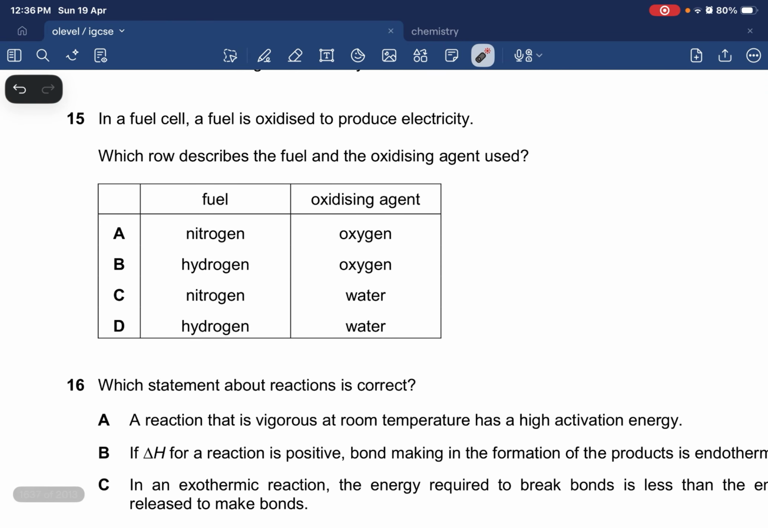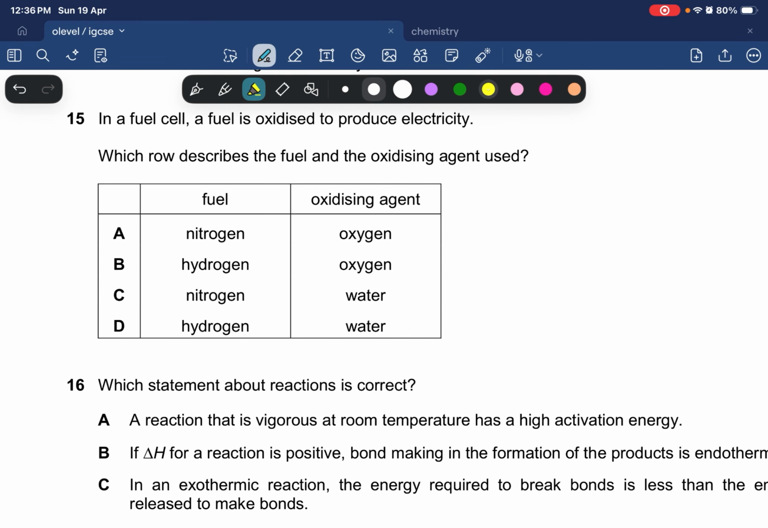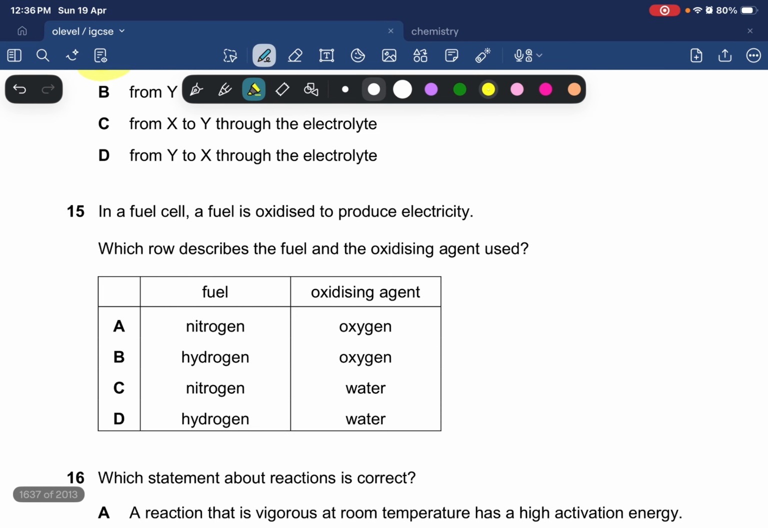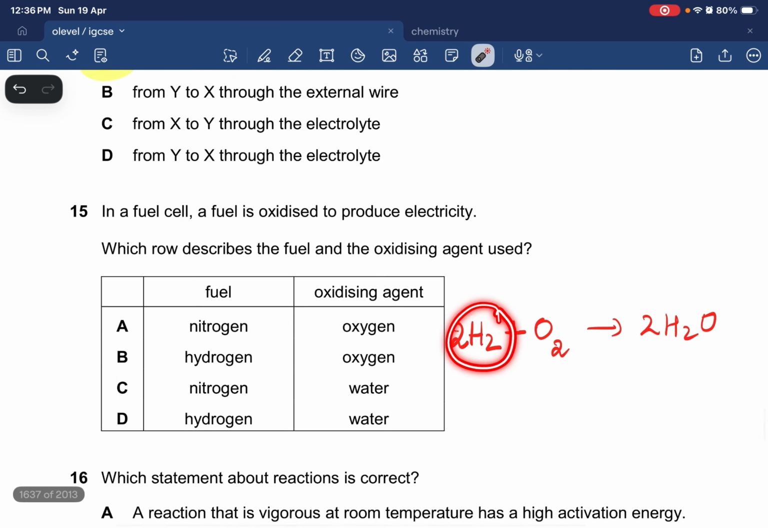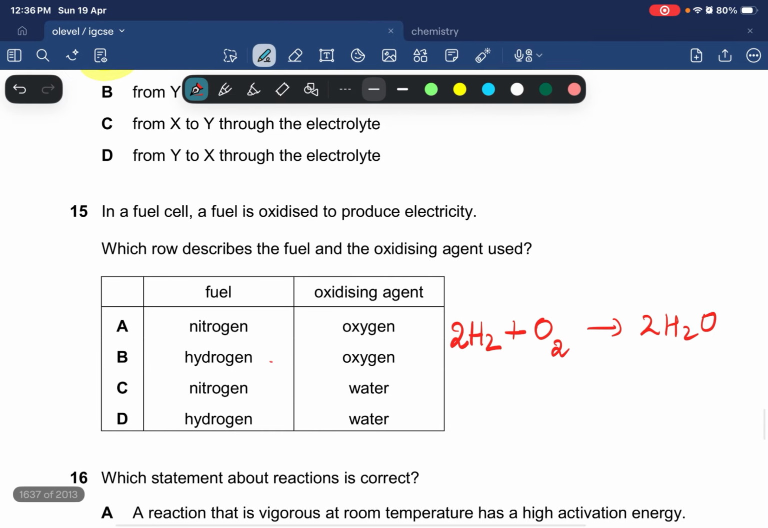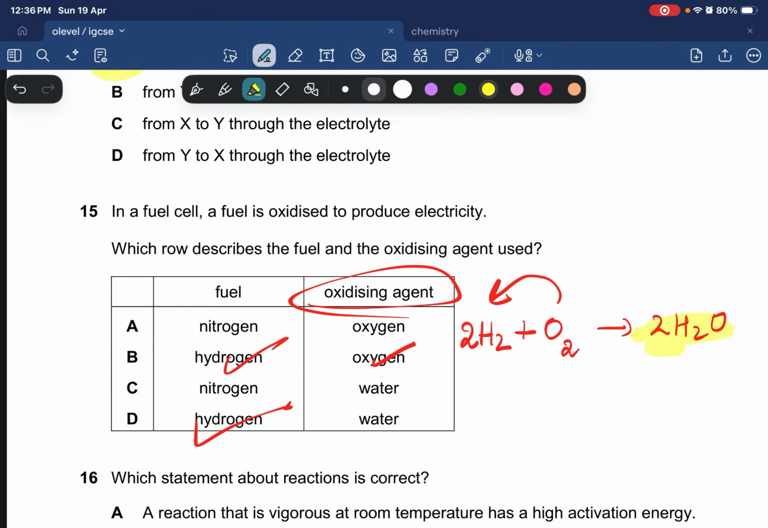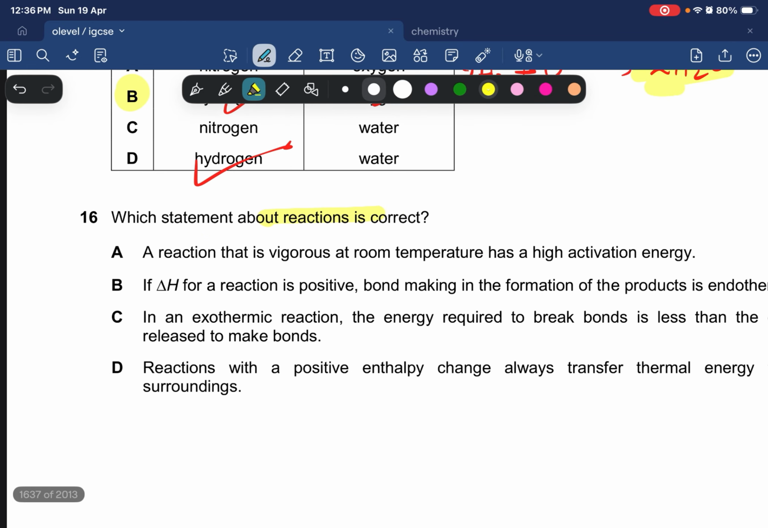In a fuel cell, a fuel is oxidized to produce electricity. Oxidized means oxygen is added to it. So what is the thing that gets oxygen? Simple. In a hydrogen oxygen fuel cell, we have hydrogen, we burn it, that means we add oxygen to it, and then we form 2 moles of H2O. So hydrogen is being added to oxygen to form water. So the fuel is the hydrogen because hydrogen is being burned. An oxidizing agent is obviously oxygen because it's oxidizing it. Water is the product, not the oxidizing agent. Okay? So option B.